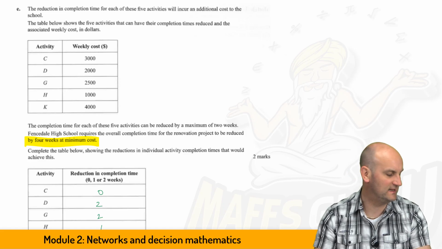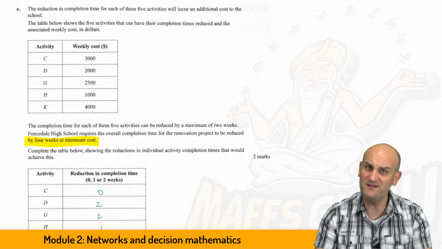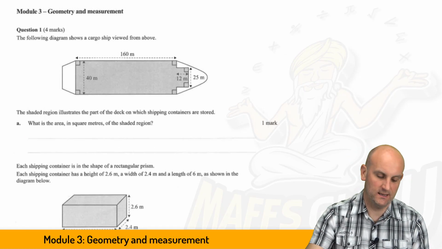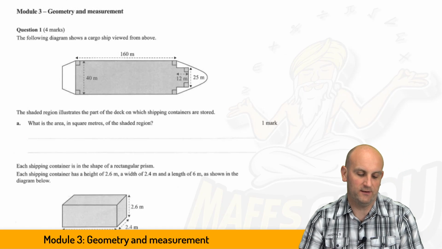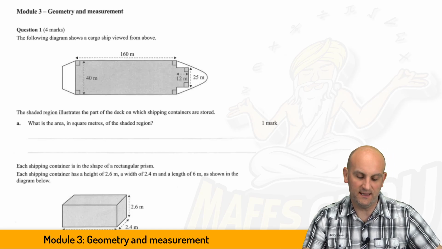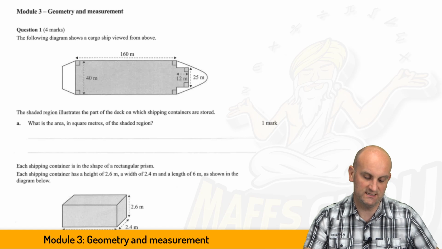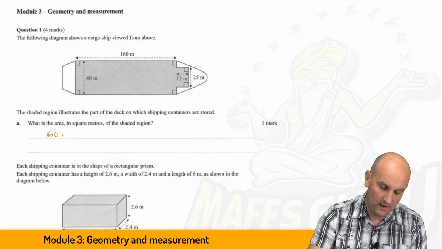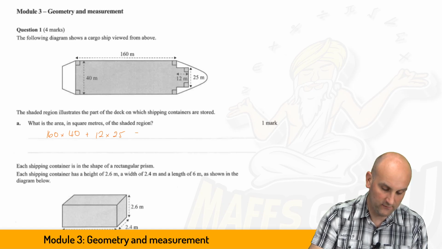Okay, I have to say, this module, yeesh, hard. Geometry and Measurement, loved this particular module. The following diagram shows a cargo ship viewed from above. The shaded region illustrates the part of the deck in which shipping containers are stored. What is the area in square meters of that? Well, we did 160 times 40, and we added on 12 times 25, which gives me 6,700 square meters.